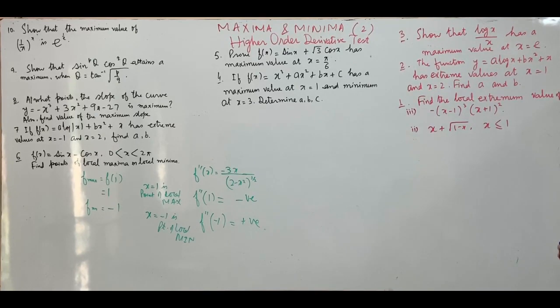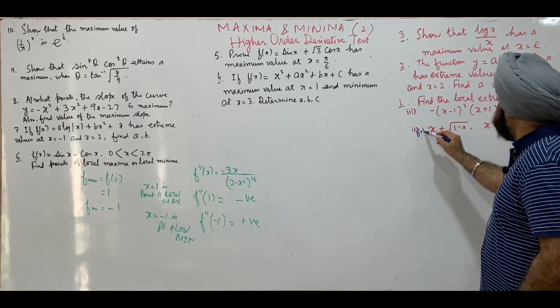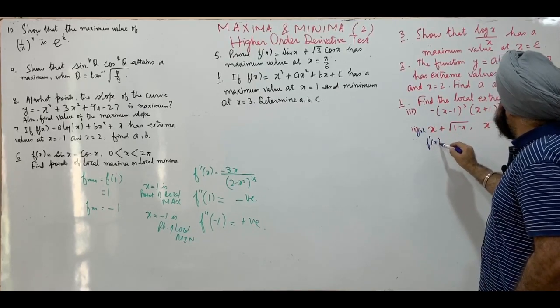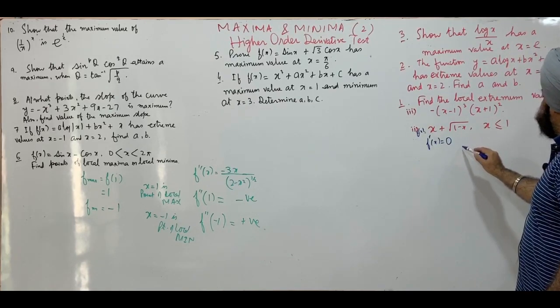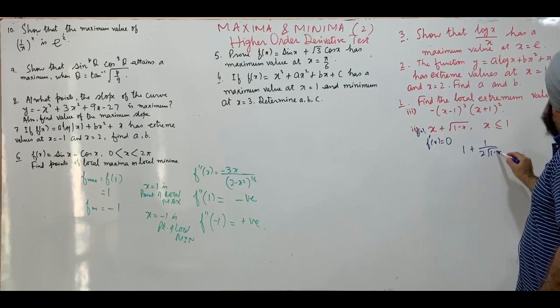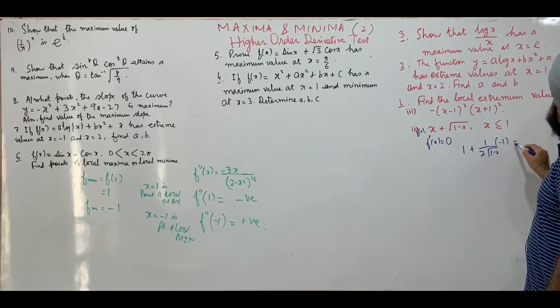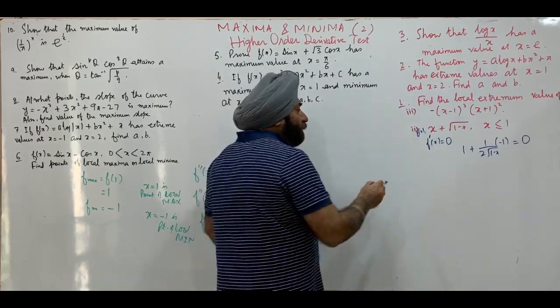So the first step, we find out the derivative of the function. Let's say this is f(x) and f'(x) is 0. So we will solve this. f'(x) is 1 plus this is 1 by 2 into root of 1 minus x into this is 0. So now we solve this equation.